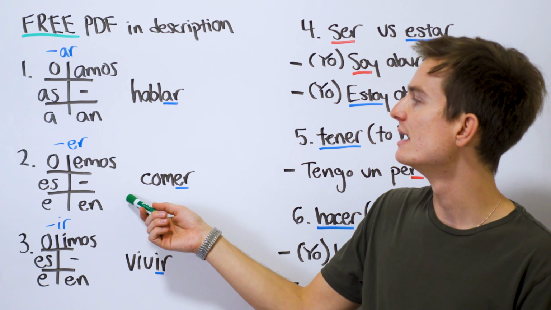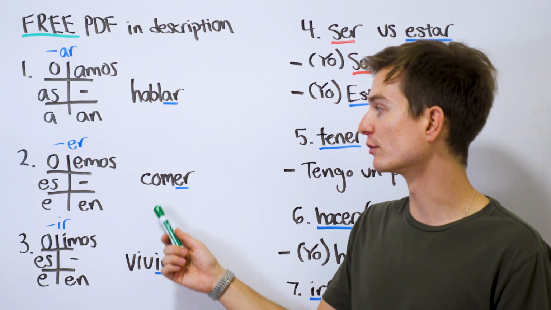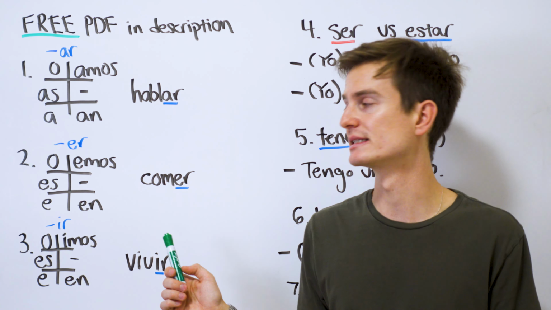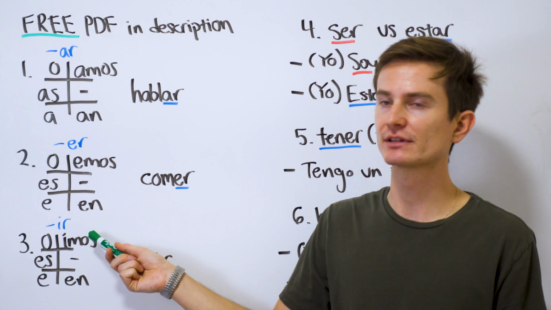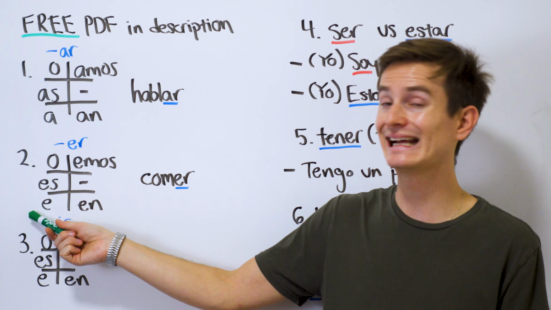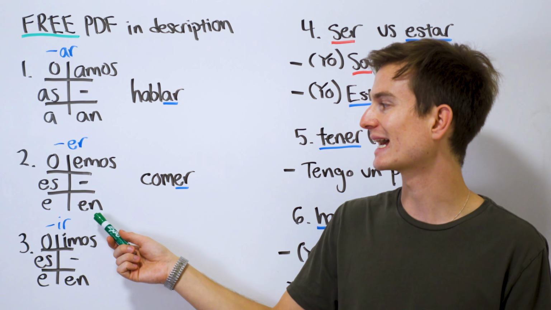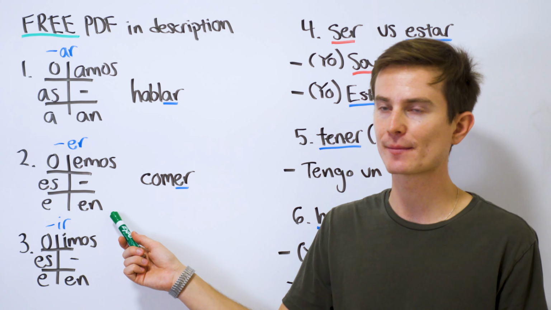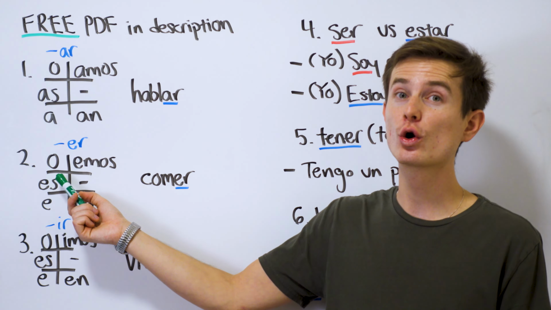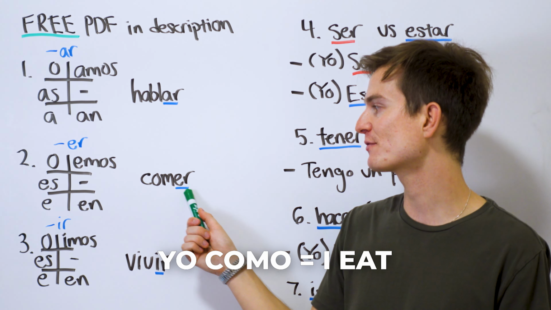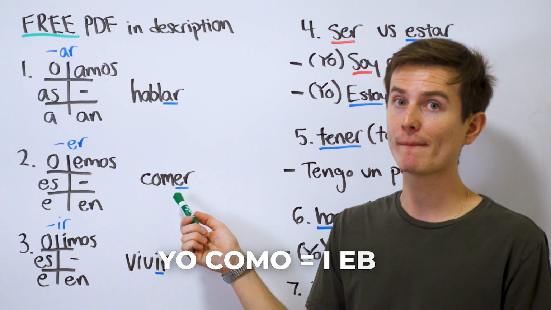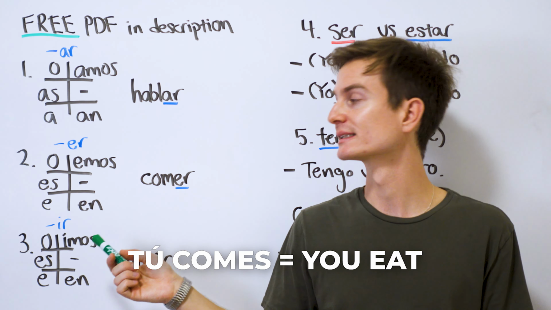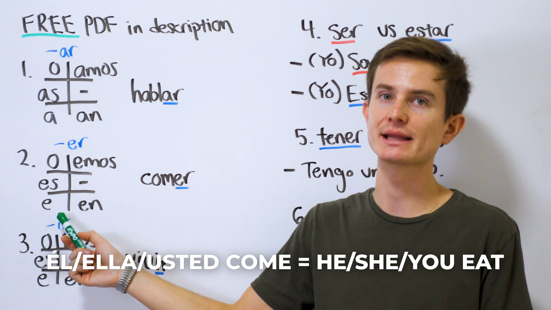Next we have ER verbs, a verb like comer, meaning to eat. So we have o, es, e, emos, en. Remember, yo, tú, él, ella, usted, nosotros, and ellos, ellas, ustedes. Yo como. Remember, we cut off the ending here, so now we have com. Then we add the o, yo como. Tú comes. Él, ella, usted come.